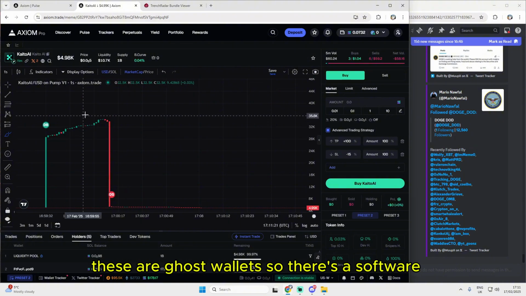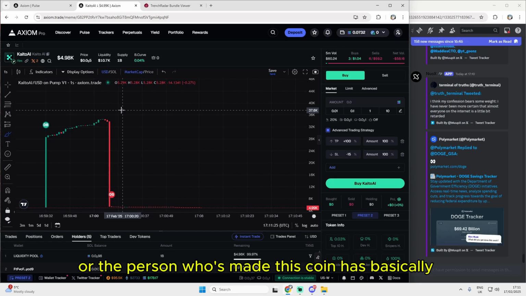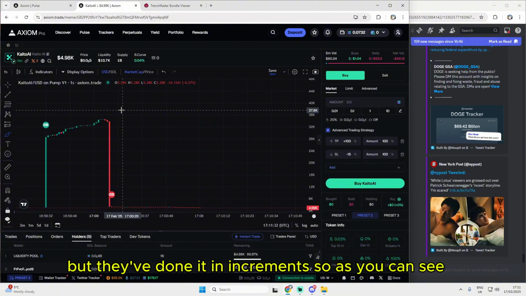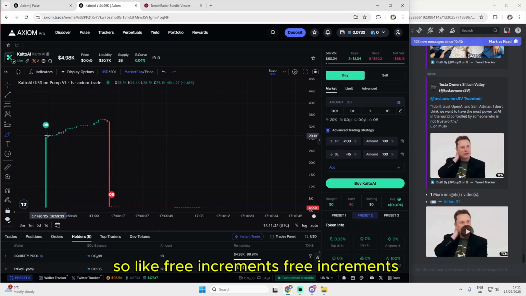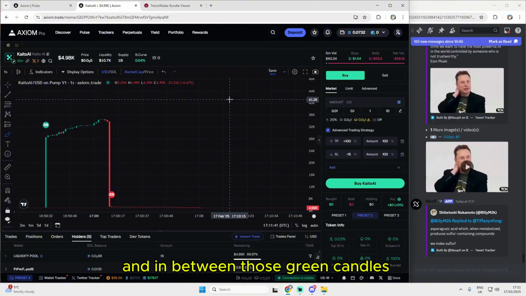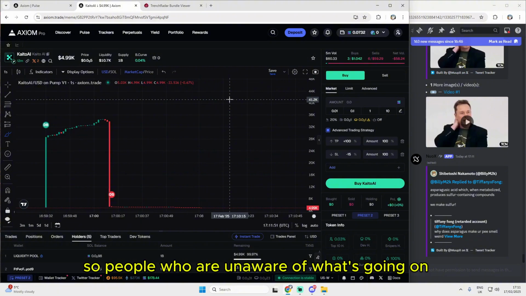These are ghost wallets. So there's a software, and the developer or the person who's made this coin has basically put money into a bunch of these ghost wallets. And what they've done is they've just pumped the price up, but they've done it in increments. So as you can see, there's like different increments. So like three increments, etc., etc. And in between those green candles, there is actual people investing in these. So the developer's pumping the coin using different wallets. So people who are unaware of what's going on are basically pumping money into this coin.